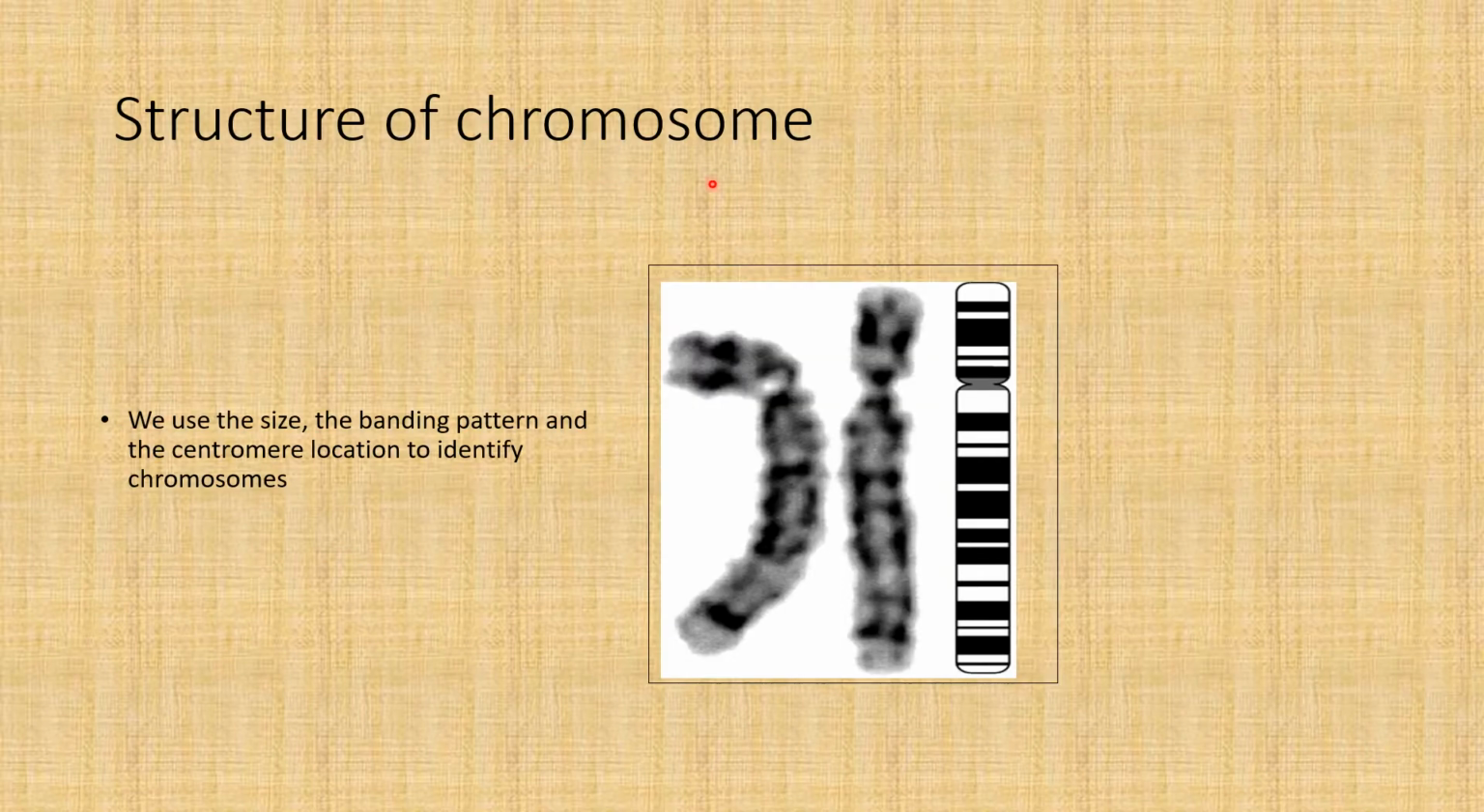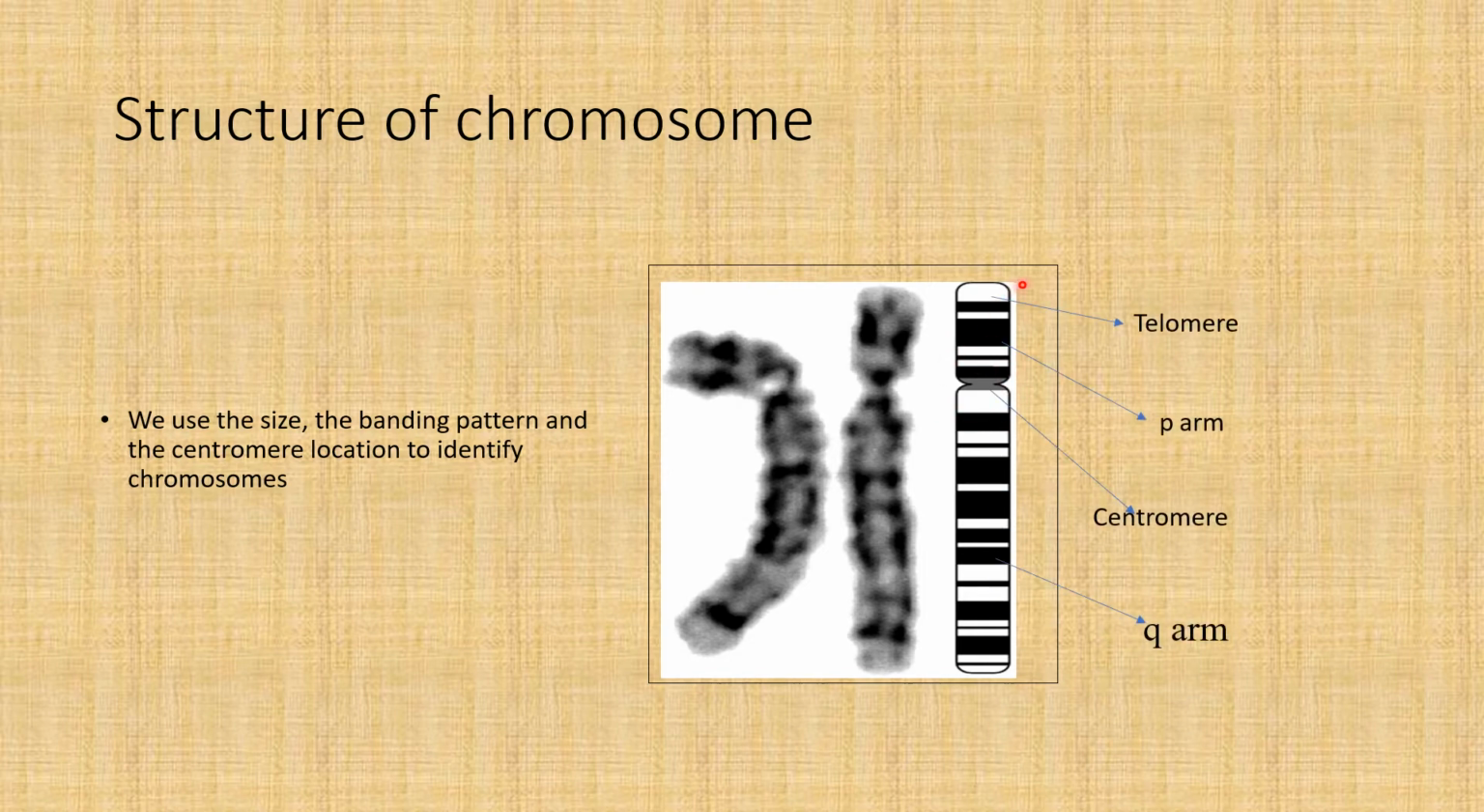Structure of chromosomes. Why is the structure of a chromosome important? Because to identify the chromosomes, it is very important. We identify the chromosomes based on the size, the banding pattern and the centromere location.